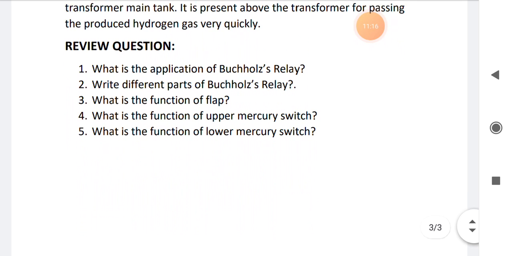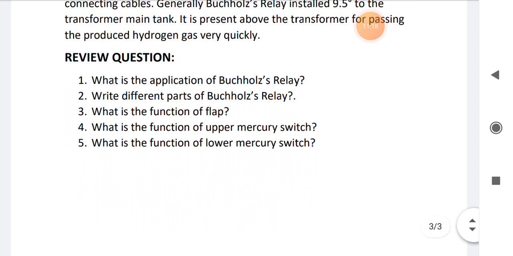So at last you have to answer these review questions also. I'll just read them out. You have to answer them in your experiment copy after you complete your experiment. What is the application of the Buchholz relay? Write the different parts of the Buchholz relay. What is the function of the flap? What is the function of the upper mercury switch? What is the function of the lower mercury switch?